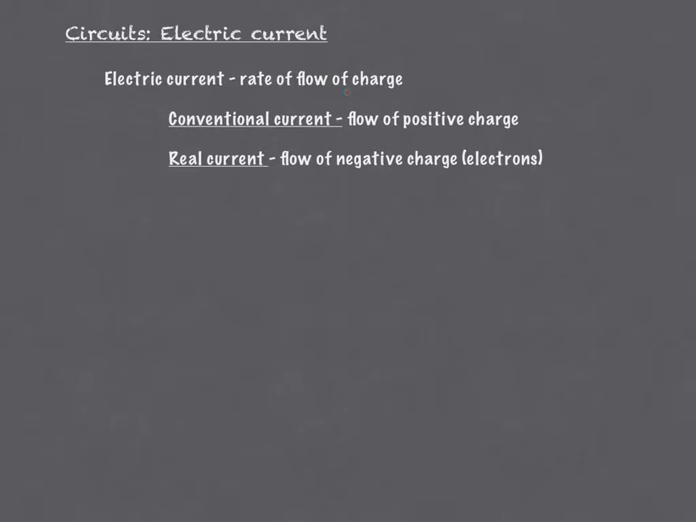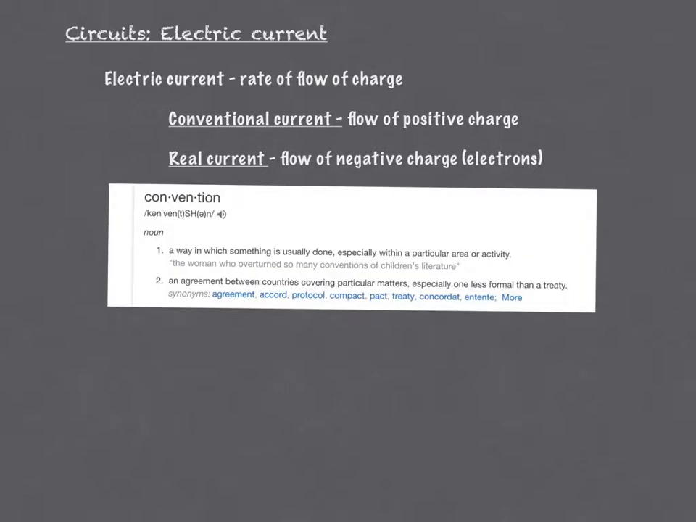So conventional current is the opposite of that, and it's called conventional because it's a convention. So here's the definition of convention: a way in which something is usually done, especially within a particular area, or an agreement between countries. So the way this is described all over the world in every textbook is the flow of positive charge. If we analyze it using positive charges or the flow of negative charges, we get the same results mathematically and conceptually. So it works. It's the explanation that works.